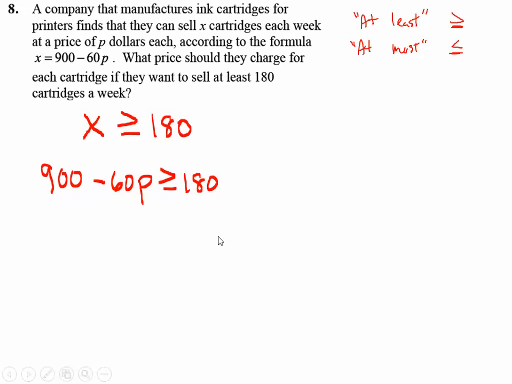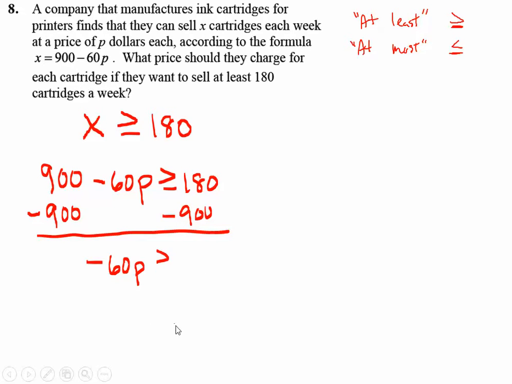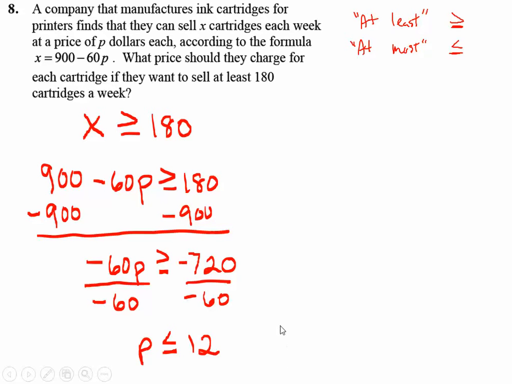Alright, I'm going to start this as well here. So how about, first of all, subtract 900 from both sides. That goes away, leaving a negative 60p is greater than or equal to, let's see, 180 minus 900, negative 720. Divide through by negative 60, and again, that big alarm goes off in your head, right? We're dividing through by a negative. Switch the inequality. Negative divided by negative is a positive. And then the zeros here at the end, we can just get rid of the zeros, right? So 6 goes into 72 12 times, I heard. Perfect. Okay, so what price should they charge for each cartridge if they want to sell at least 180 cartridges per week?